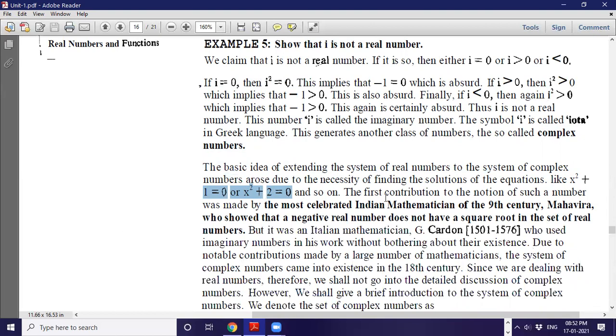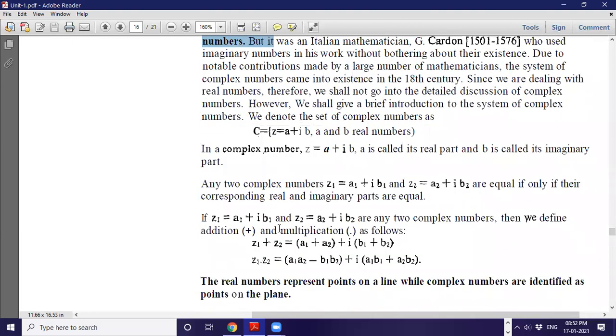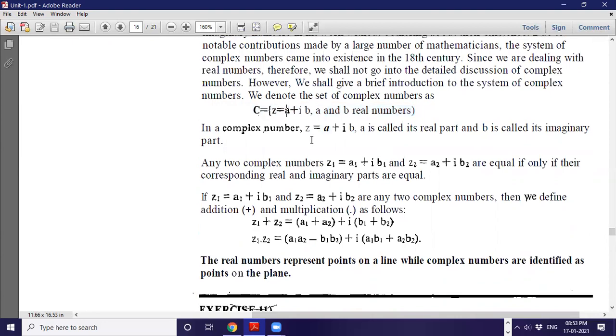Now, the first contribution to this notion of such a number was made by the most celebrated Indian mathematician of the 9th century, Mahavira, who showed that a negative real number does not have a square root in the set of real numbers. Similarly, some histories are there, but I'm not going to concern with that. To denote a complex number, we write z is equal to a plus ib, where a, b are real numbers. And a is the real part and b is the imaginary part.